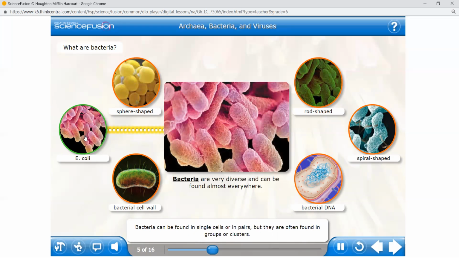Bacteria can be found in single cells or in pairs, but they are often found in groups or clusters. Bacteria can be found in a wide range of places, from the soil to water heaters to doorknobs. They can even be found in underwater volcanoes. You know when volcanoes burst? That's what underwater volcanoes are.